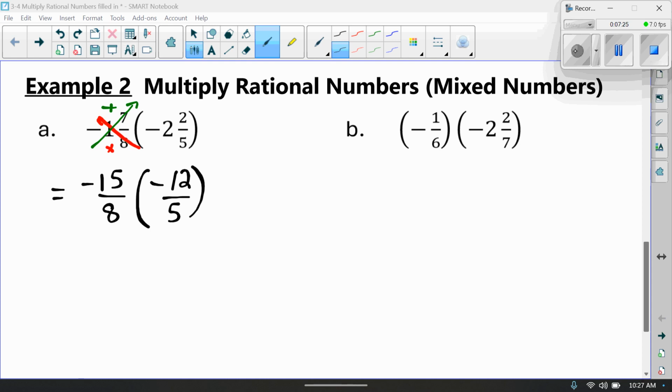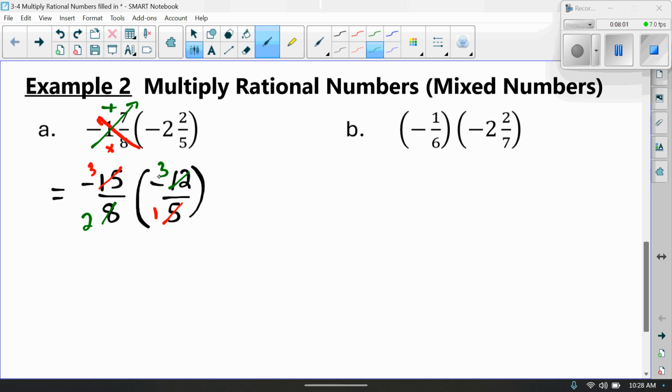So let's do it. So here, 15 divided by 5 is 3. And 5 divided by 5 is 1. Right? And now we're going to simplify the 8 and the 12. And we said we're going to divide by what? 4. Right? So 8 divided by 4 is 2. And 12 divided by 4 is 3. Good. And now we multiply straight across.